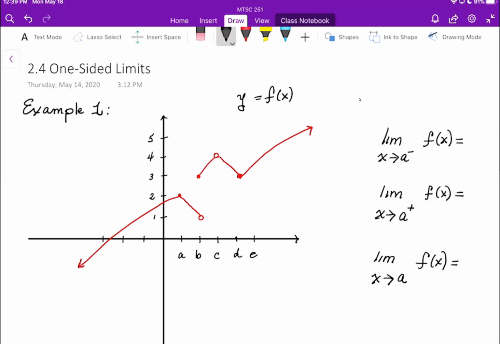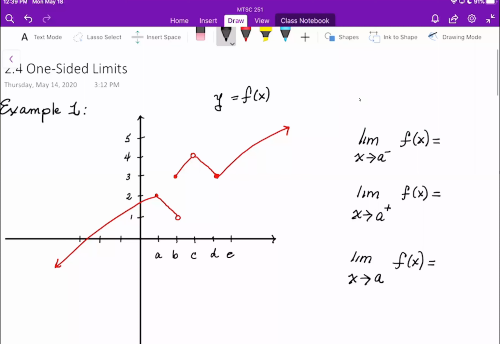And here we have a function that is piecewise defined over specific intervals, and we want to determine the limits as x approaches a particular value. So let's look at x approaches a first.